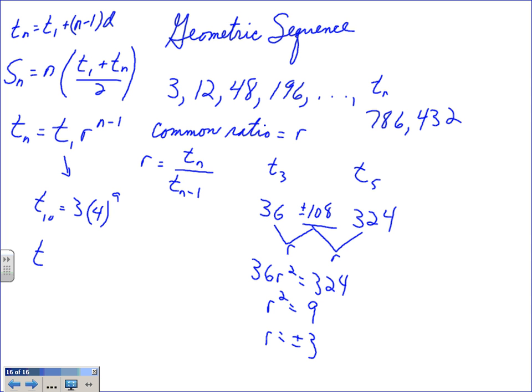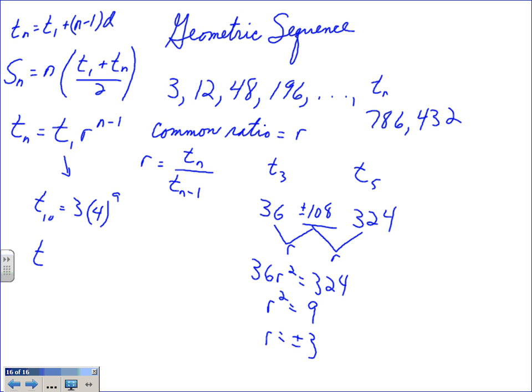So the fifth term, here's the third term, here's the fifth term. The fourth term is plus or minus 108. What do you think the sixth term is going to be as far as the sign goes? Plus or minus. What about the seventh term? Plus. The eighth term? Plus or minus. All right, you get the idea.